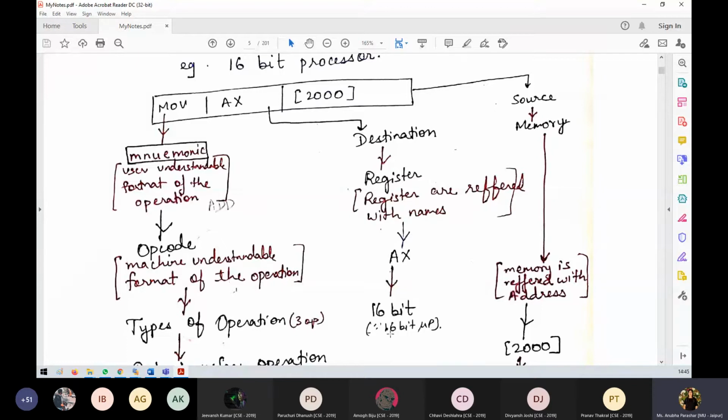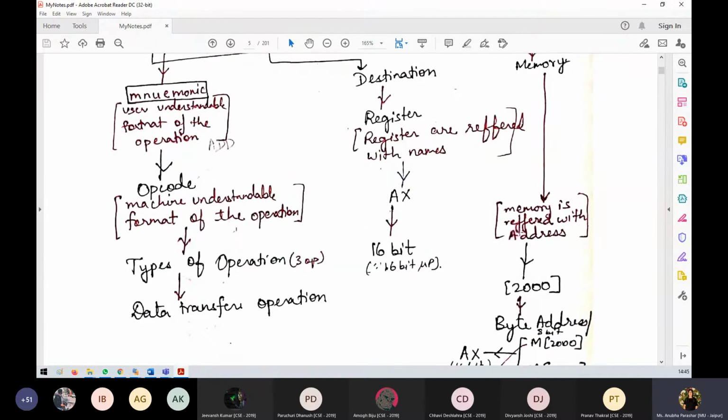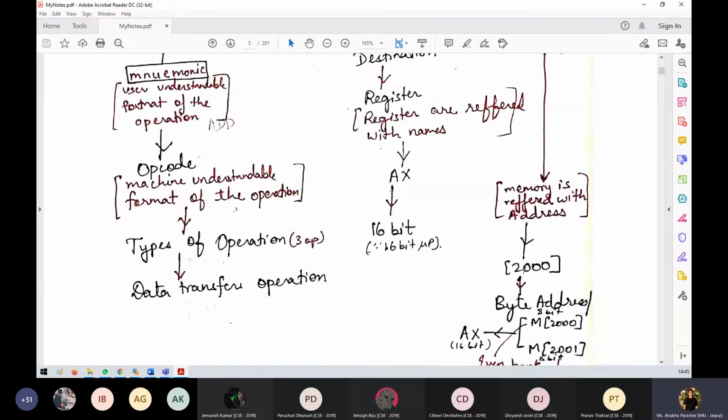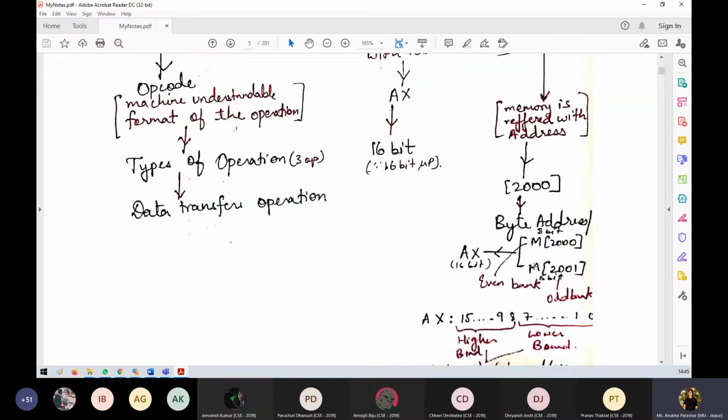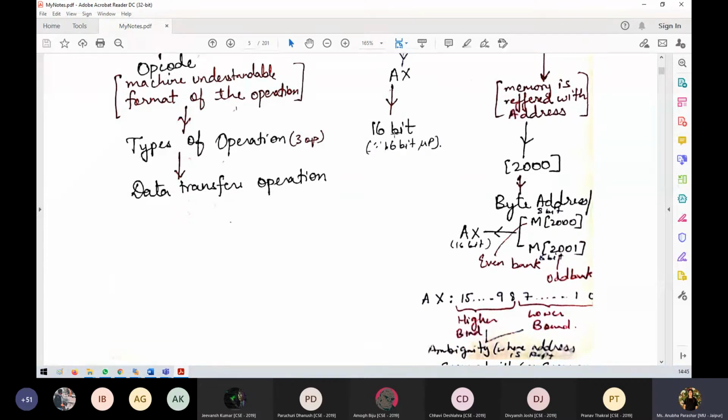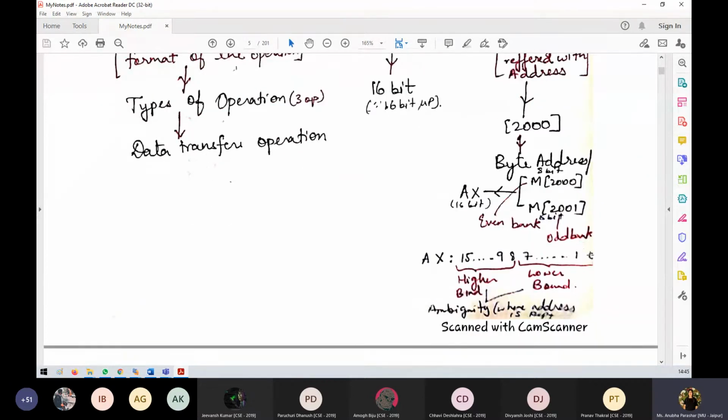AX is 16-bit, as I told you. And this is the source memory. Memory is always referred to with an address, so suppose we say it is 2000, this is a byte address. In AX, when we say it is 16-bit, we have bits from 0 to 15, which means 0, 1, 2, 3, 4, 5, 6, 7, and then 8, 9, 10, 11, 12, 13, 14, 15, which makes it a 16-bit memory address space.